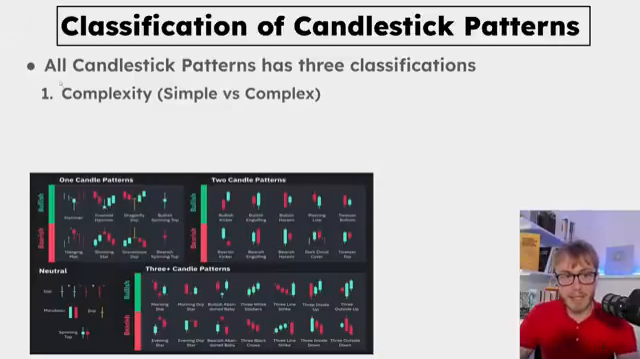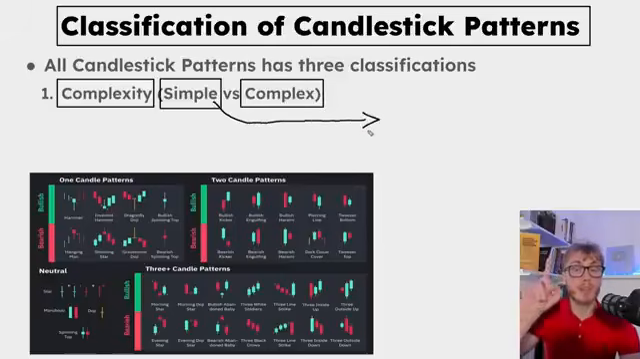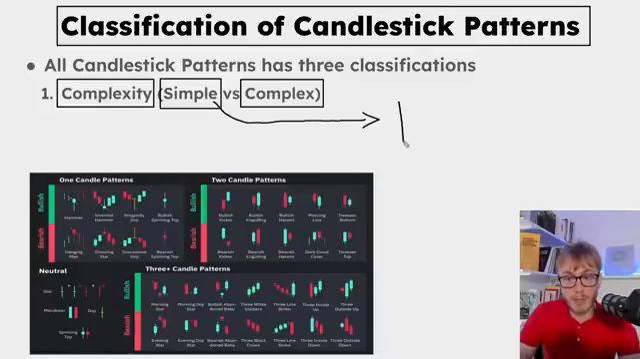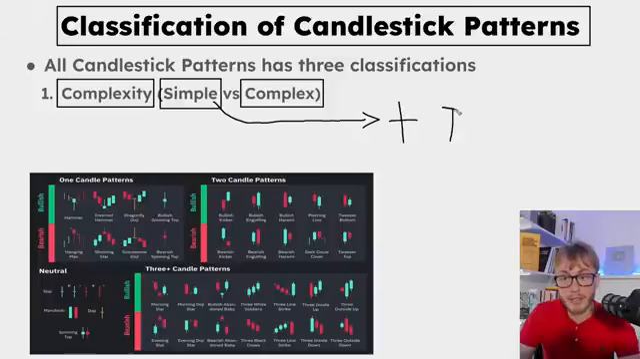The first classification is called complexity. And a candlestick pattern can be either simple or complex. A simple candlestick pattern is a candlestick pattern that consists of only one candle. So for example, we talked earlier about doji candles that look something like this. This right here is an example of a simple candlestick pattern. We also have a pattern that is called the hammer. It looks something like this. The hammer is another example of a simple candlestick pattern.